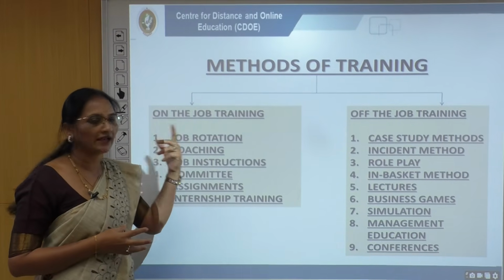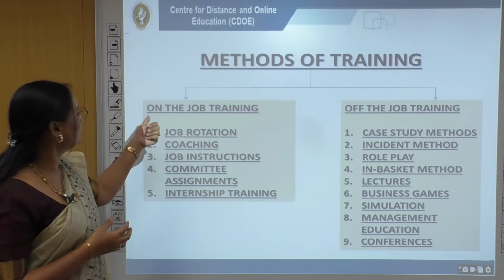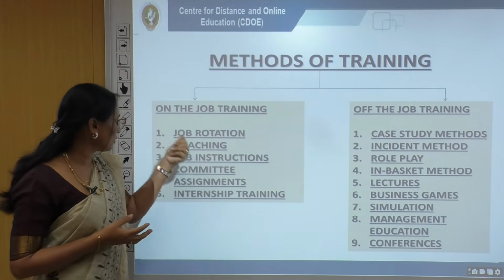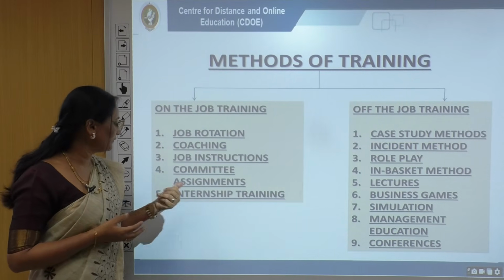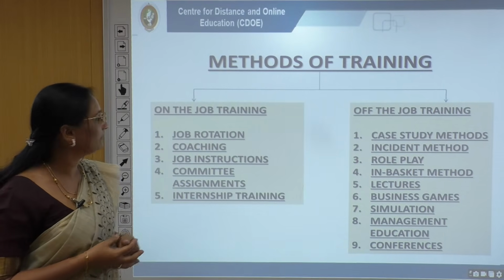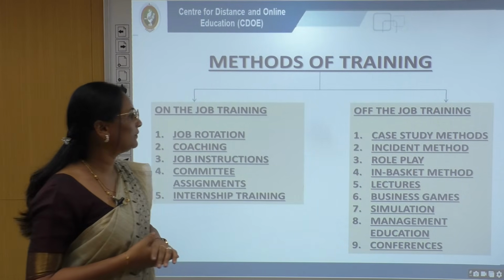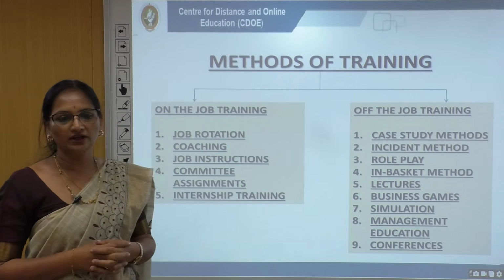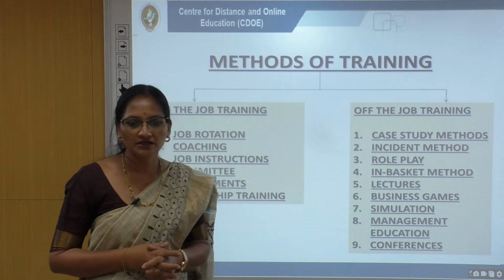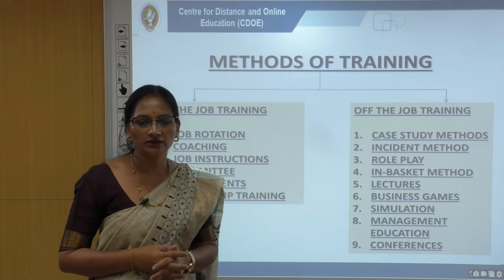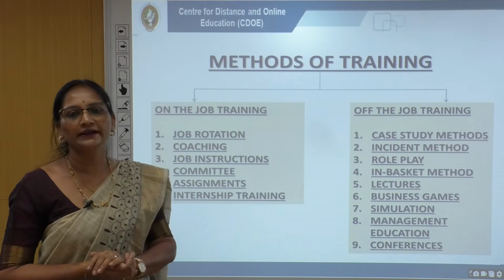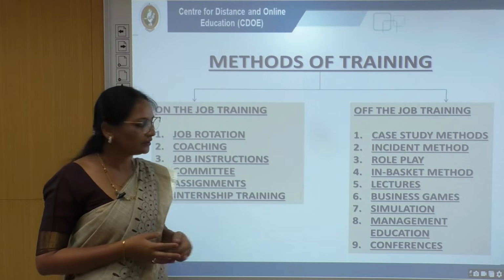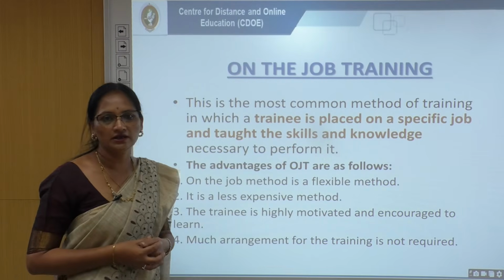There are two types of training here. The first is on-the-job training and the second is off-the-job training. On-the-job training includes job rotation, coaching, job instruction, committee assignment and intensive training. The second part includes the case study method, incident method, role play, in-basket method, lecture, business games, simulation, management education and conferences. These are the different types of training we can conduct for the employees. According to the requirement, we can go with one method or another. One by one, we need to understand all of these.